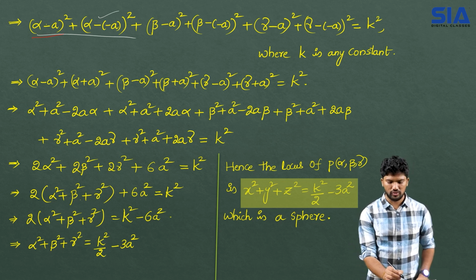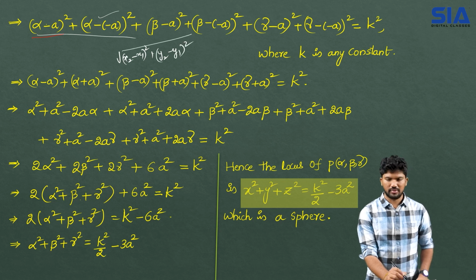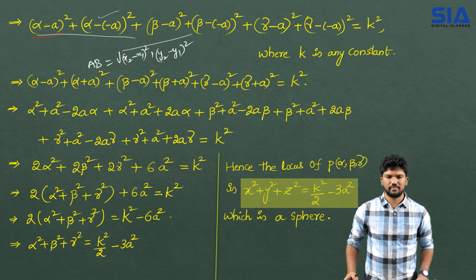What is the distance between 2 points formula? Under root of (x2 minus x1) whole square plus (y2 minus y1) whole square. This is the formula. If you take the distance between 2 points, for example A, B are 2 points, the distance between them is this formula.